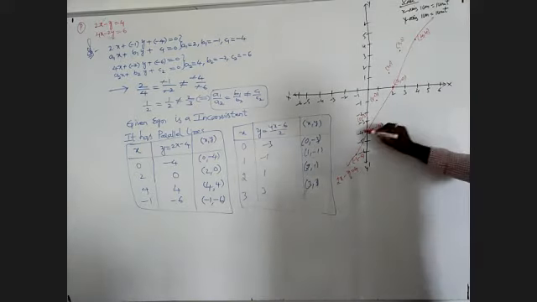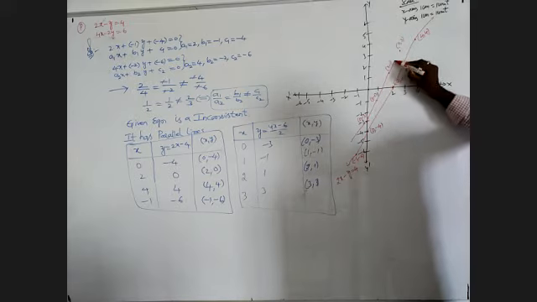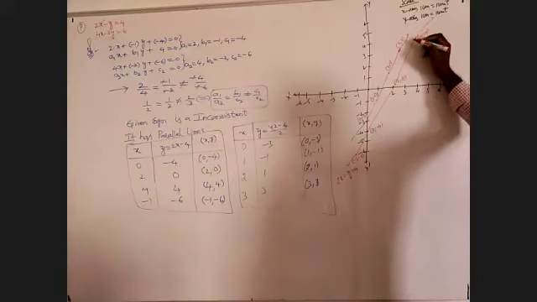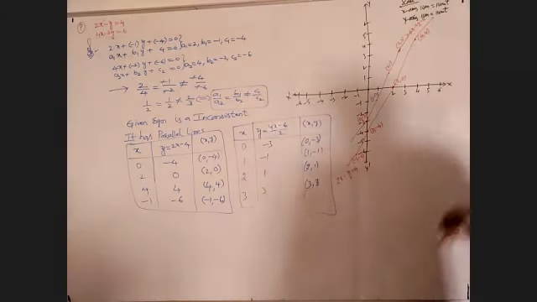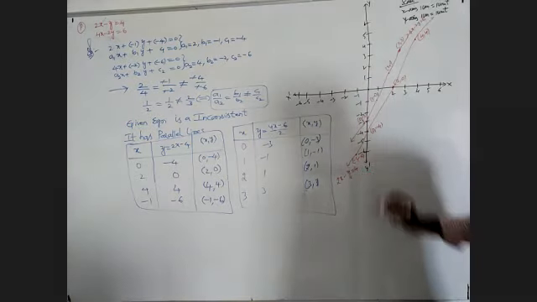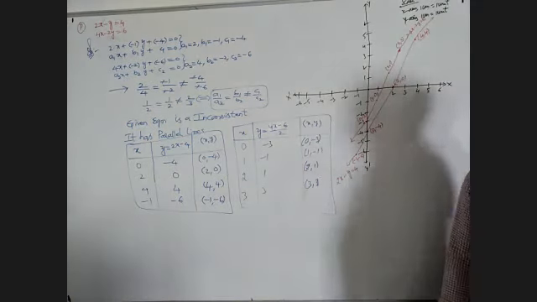Join all the points by using a scale. The given line is 4x minus 2y equals 6. This is the line L1. This is the line L2. L1 is parallel to L2.